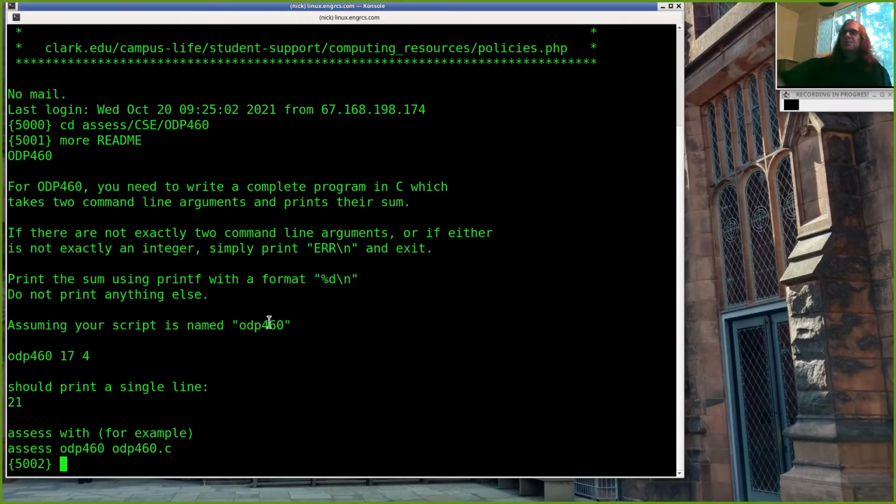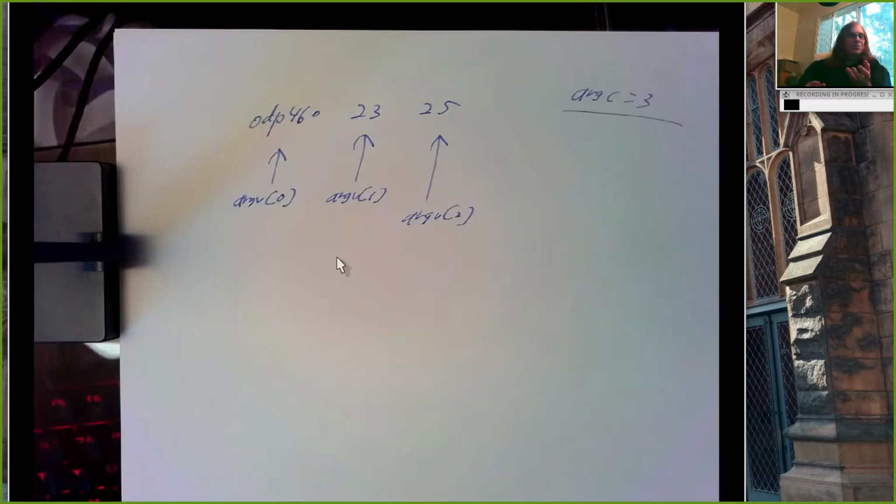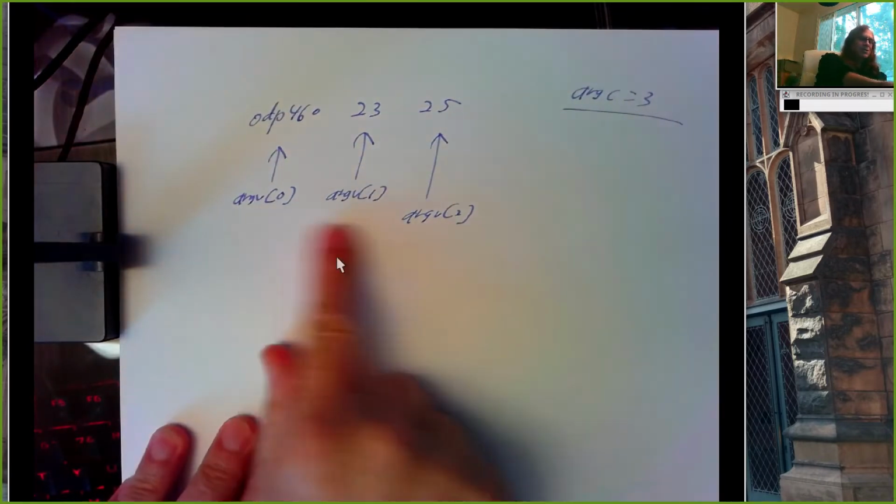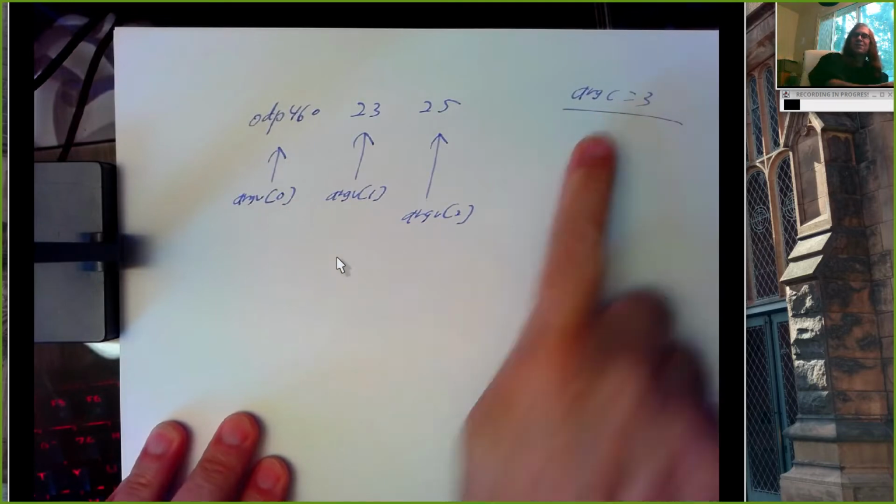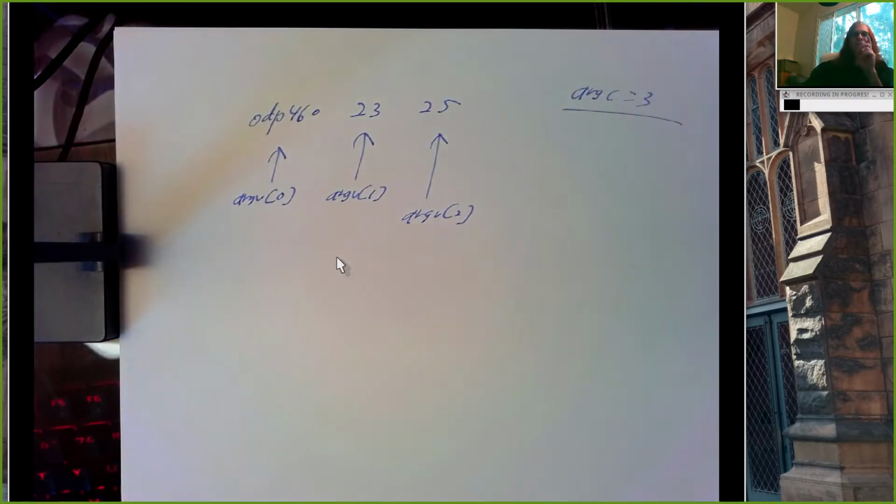So your goal is to write a program that basically lets you say something like ODP 460 followed by 2 integers, and it just prints out their sum. And if anything goes wrong, you're just supposed to print the word ERR with a new line. So what can go wrong? If argc is not 3, print an error and you're done, right? Don't look at these things if argc is not 3. So your first thing you want to check is argc equal to 3. If it's not, print an error and exit.